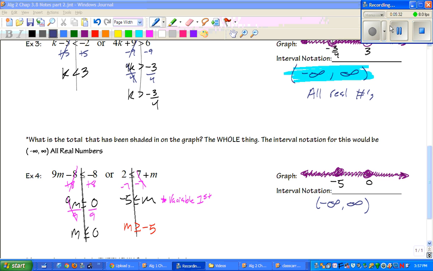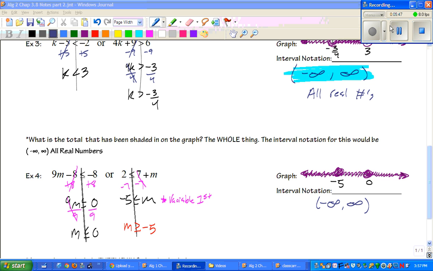Now, on the first one, you add 8 to both sides. Negative 8 plus 8 gives you 0. Divide both sides by 9, and that is 0. On the flip side, you subtracted 7 from both sides. 2 minus 7 is negative 5.